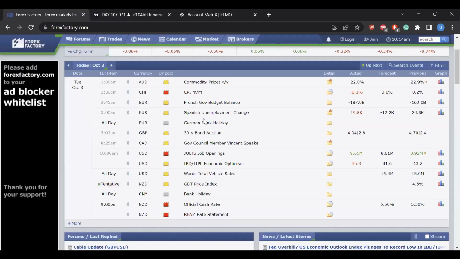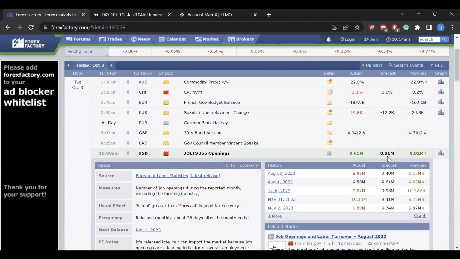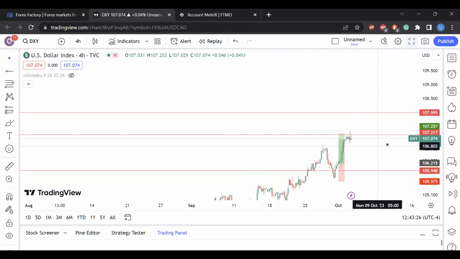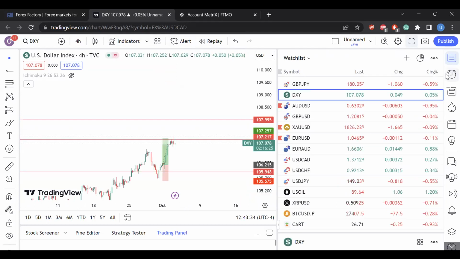If we look at Forex Factory today, some news came out, JOLTS job openings, and if we read it, it's the number of job openings during the reported month, excluding the farming industry. Actual greater than forecast is good for the currency, and what was forecasted was 8.81 million, and the number that came out was 9.61 million. So a pretty big difference, right? From an economic standpoint, we could say that's good for the DXY, and we see that playing out today, just pushing up right to that resistance level. How it's going to play out from here, I'm not too sure.